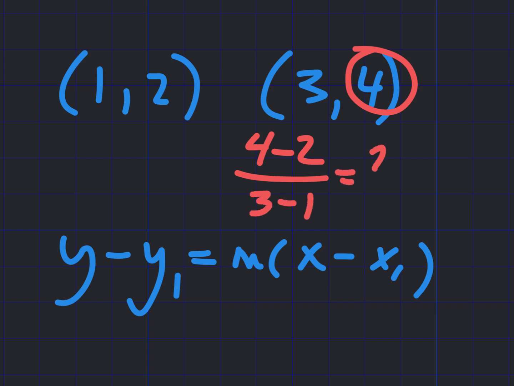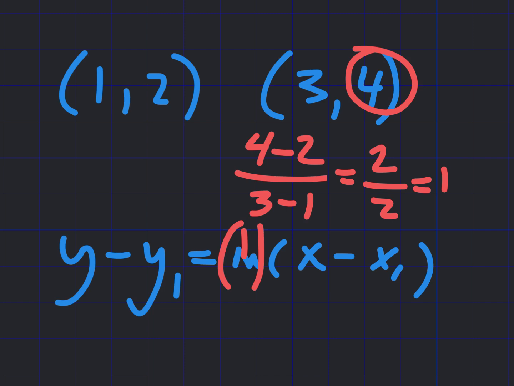And then 4 minus 2 is 2, over 3 minus 1 is 2. It is a lot of 2's, but the final answer? 1. Because you've got to take the 2 divided by the 2. 2 is definitely in it, but the final answer was 1. All right, so there's my slope of 1. That's where the slope goes.